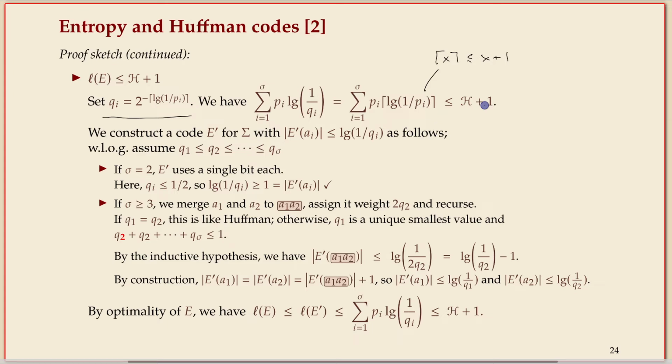So if we can construct a code where the code words have length log of 1/pi rounded up, we're good. That proves this statement, if we can show that Huffman codes are never worse than that. What we'll do is construct some code, which is not necessarily a Huffman code, that has these code word lengths, but then we use that Huffman codes are the best possible prefix-free codes, so they can only be better than that code. So we construct a code E prime that has exactly these code word lengths, log of 1 over qi.